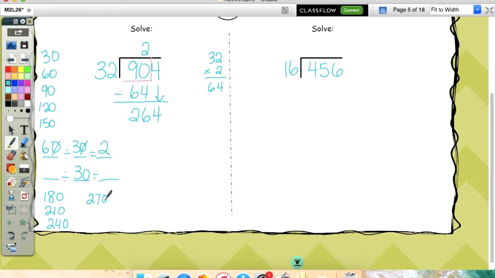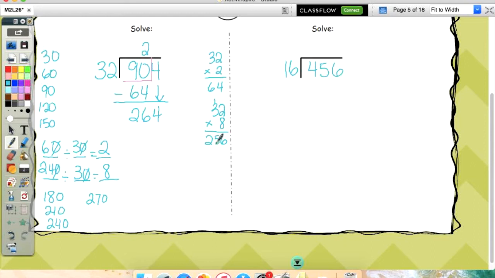So which number is closest to 264? 240. All right. So 24 divided by 3, 8. Okay, Sergio, what do I write in the guess and check? 32 times 8. Awesome. Oh, that's great. Oh, that is perfect.